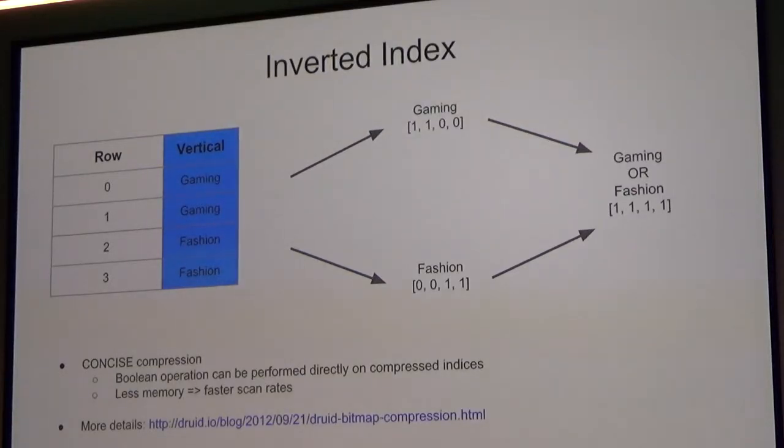They also compress these indexes, actually. They use an algorithm called CONCISE compression. And the beauty is that they can actually perform Boolean operations on the compressed form of the indexes. You don't have to decompress the data. So at the end you use less memory and you get a faster scan rate essentially. So if you are more interested in this CONCISE compression algorithm, you can go to their website, Druid.io. They have posted about it. It's pretty interesting, so maybe we should check it out.